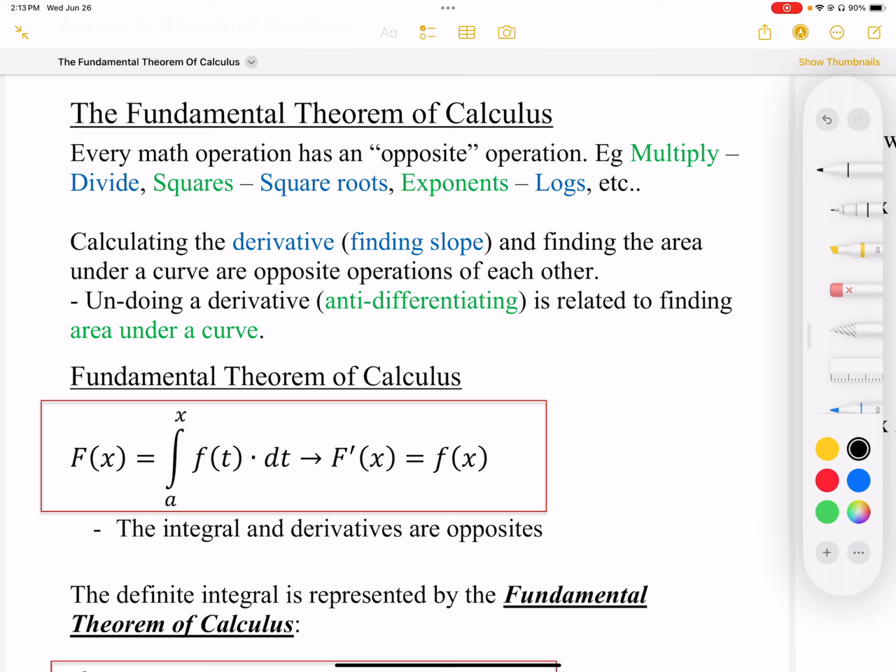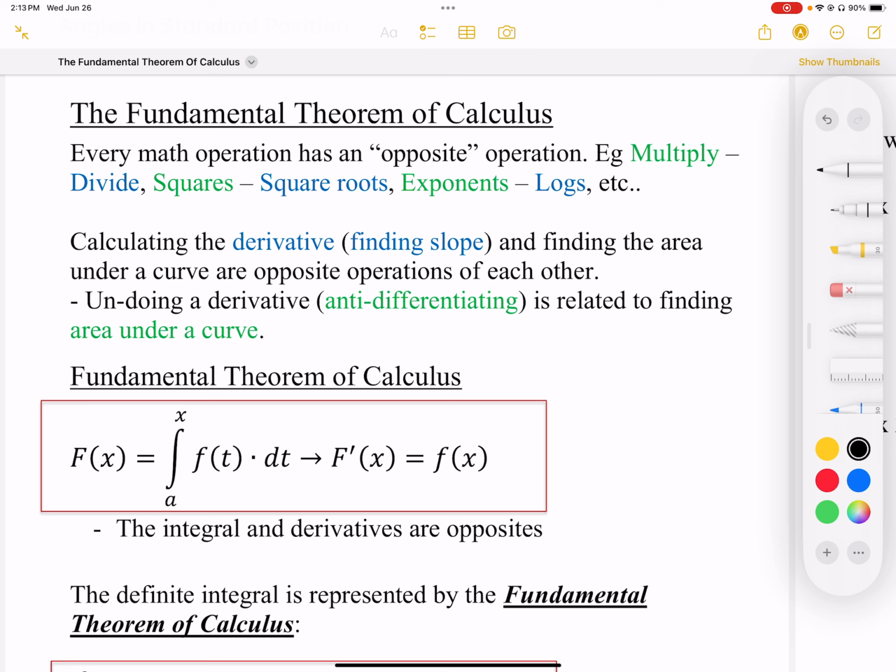And that antiderivative actually has to do with finding area. So we're going to look at the opposite operations of calculus: differentiating is finding slope, and anti-differentiating is finding area under a curve.